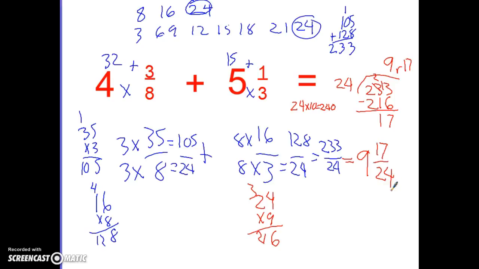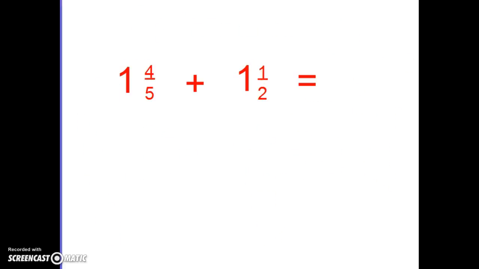That was a lot of work for one problem. Get rid of my fraction part just to check to see if it makes sense. 4 plus 5 is 9. Boom, 9 and 17 24ths, right on it. Let you try one more out. Hopefully it won't be quite that big.